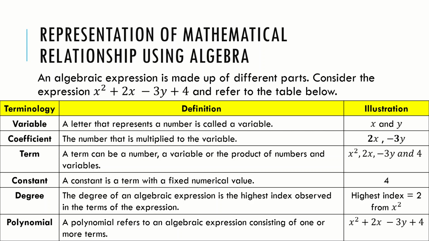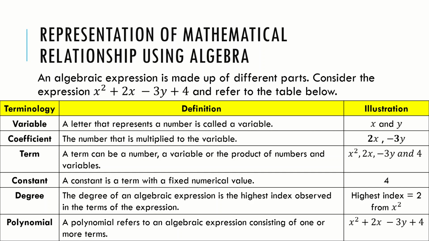The definition of a variable is a letter that represents a number. For example, x and y are called variables. So what are coefficients? Coefficients are the numbers that are multiplied to the variable. For example, for 2x, the coefficient of x is 2. For negative 3y, the coefficient of y will be negative 3. So you have to include the sign in front of the number.